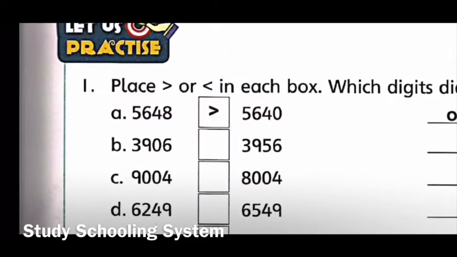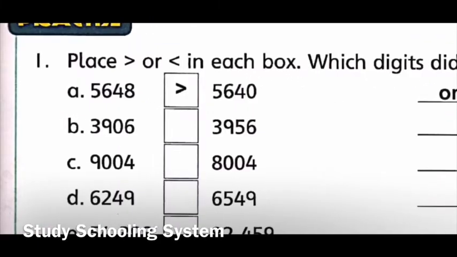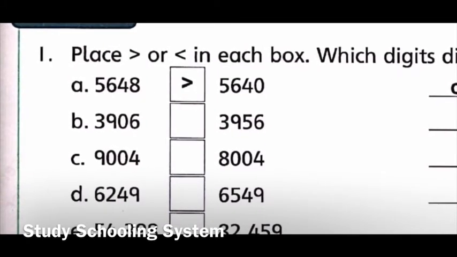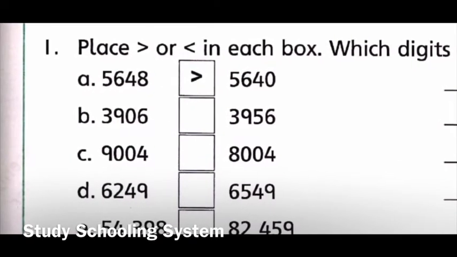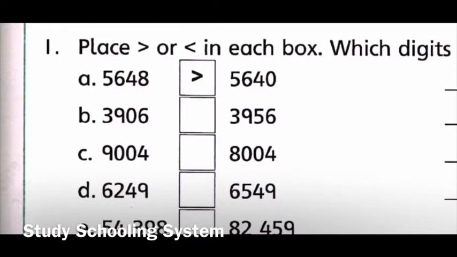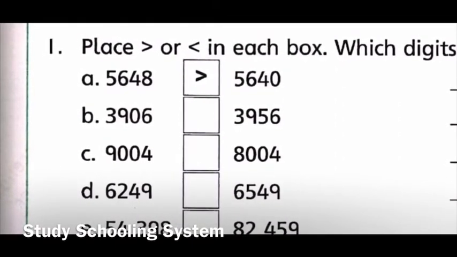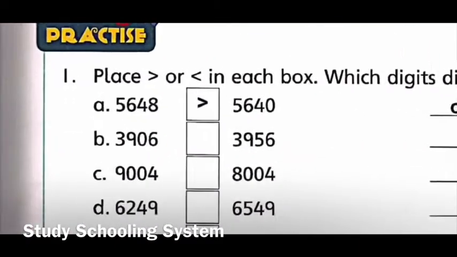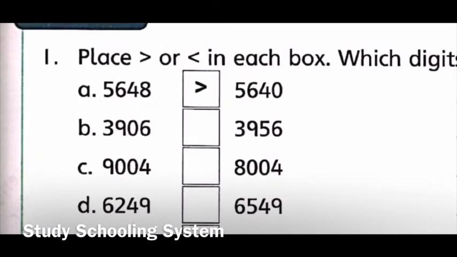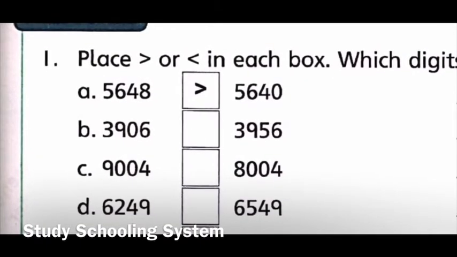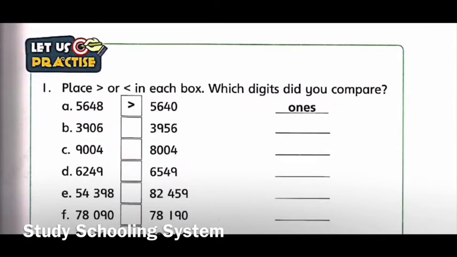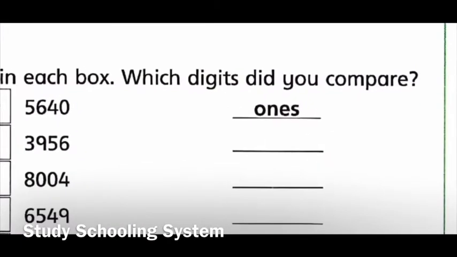So now let's do part B. 3906 is given and the other number is 3956. So here which number is greater, students? Yes, the second one. Why? Because of the tens position, right? On the right side, the number 5 is greater than 0. So which sign will we use? Yes, the less than sign, because the greater number is on the right side. So it will face the right side. In the blank, we will write tens.